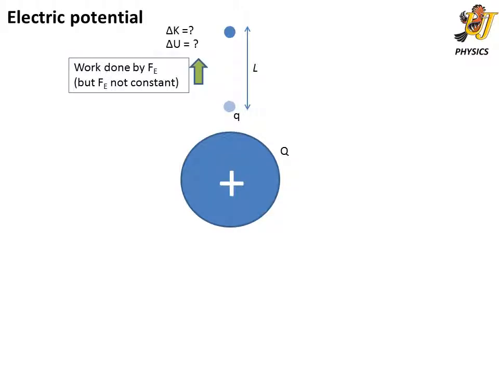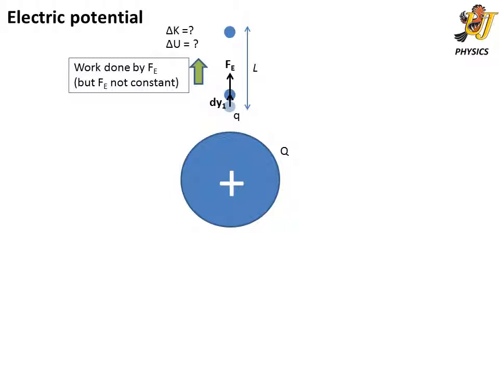In order to answer this question, we need to calculate the amount of work that is being done on the test charge. The work in this case is being done by the Coulomb force, which is an internal force. However, it's not a constant force. Therefore, in order to calculate the work that is being done on the test charge, we first look at a tiny little displacement, dy.